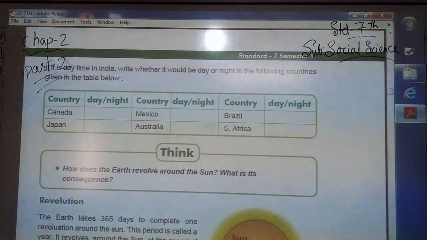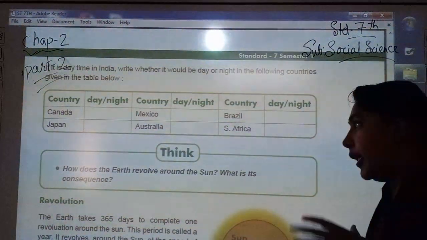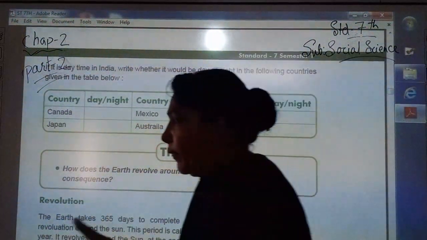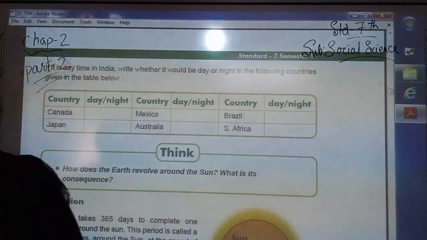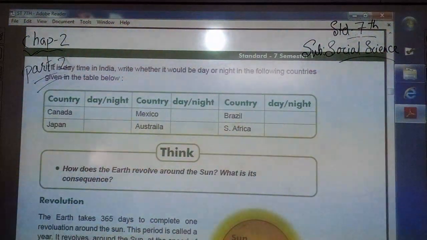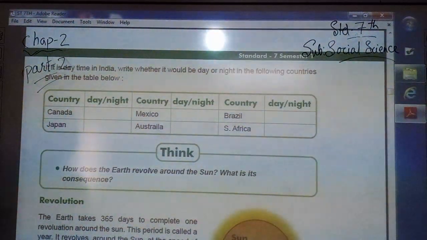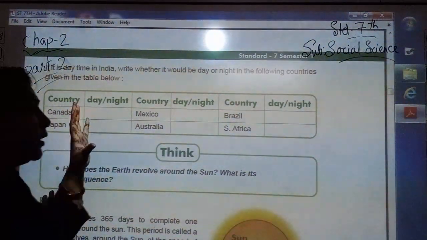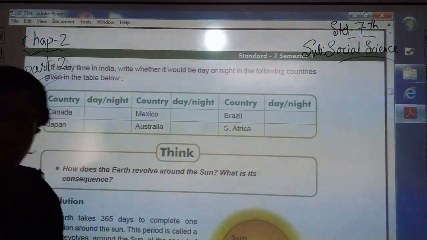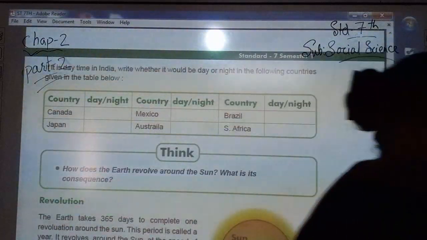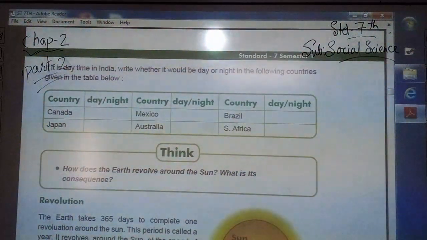In finding out day and night, if it is opposite, then it will be night. If it is the same, then it will be day. Understood? So you can do this as an example. You can do this example at home also. Now I am just scrolling down to have more examples of it.